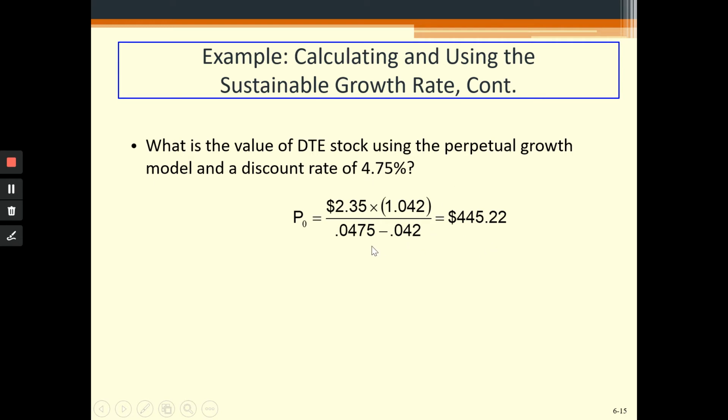And mathematically, if we see why this is a very big price, it is because the difference between the required rate of return and the growth rate is relatively small in the denominator. When the denominator is not a big number, it's a small number, then obviously the final answer will be very big, because the numerator will be getting divided by a very small number.